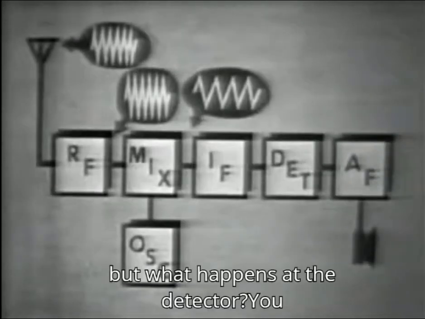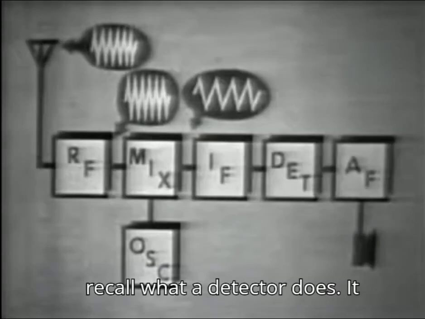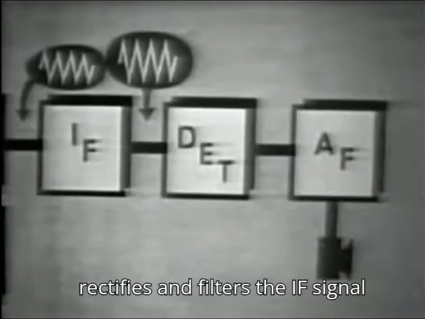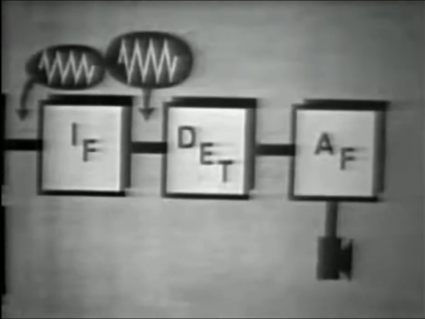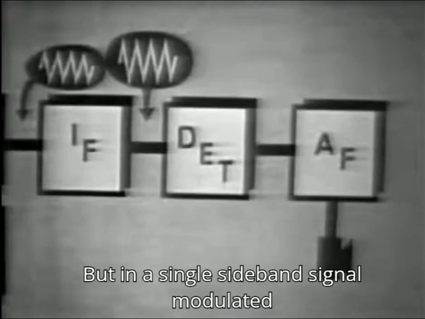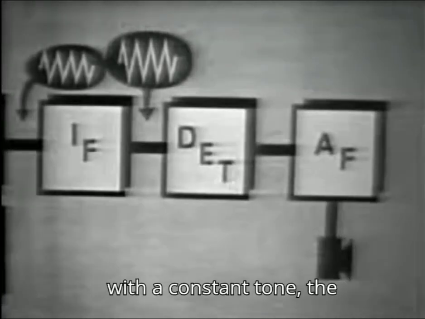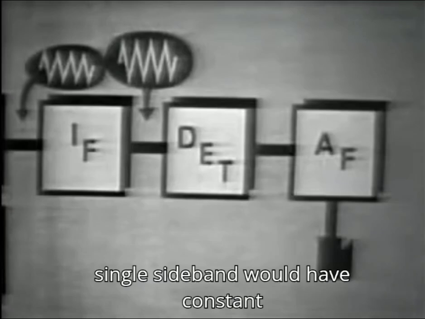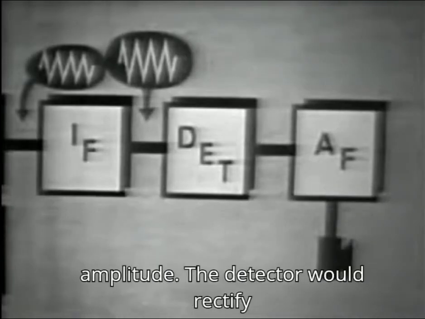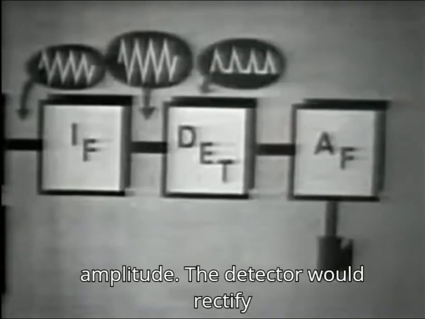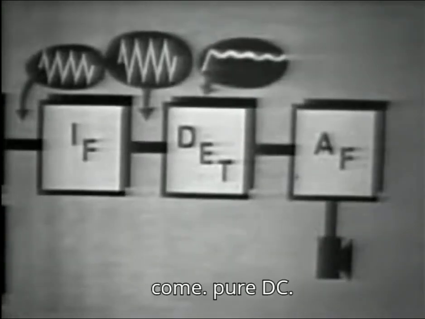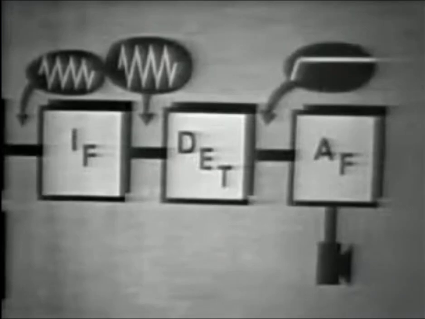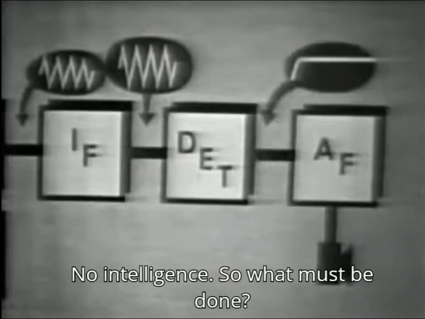But what happens at the detector? You recall what a detector does? It rectifies and filters the IF signal and detects the amplitude variations. But in a single sideband signal, modulated with a constant tone, the single sideband would have constant amplitude. The detector would rectify it, filter it, and out would come pure DC. No intelligence. So what must be done?